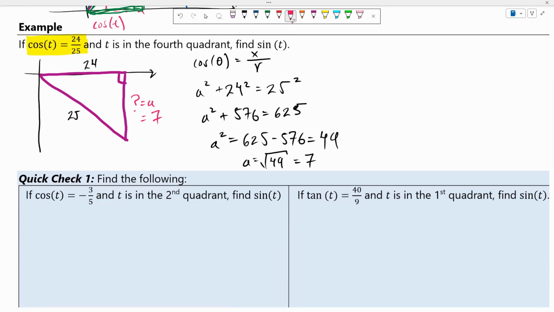It's equal to 7. But what we wanted to find was sine of t, and we're almost there. We know that sine of our angle t has got to be equal to the y portion divided by r. We now know what the y portion is. That's 7. And our radius from the very beginning is 25. Boom.